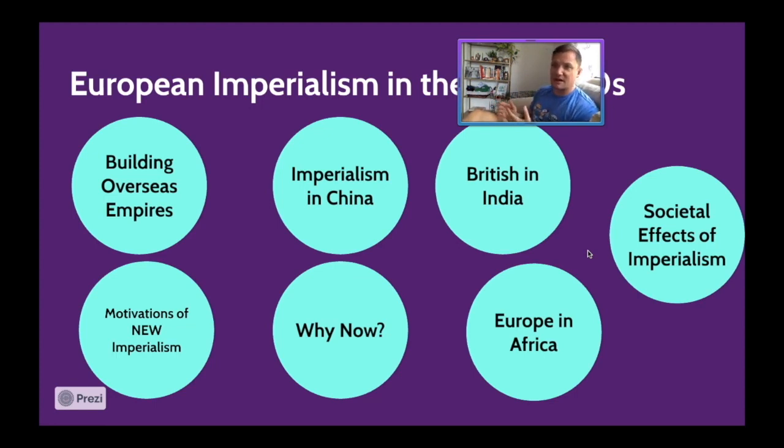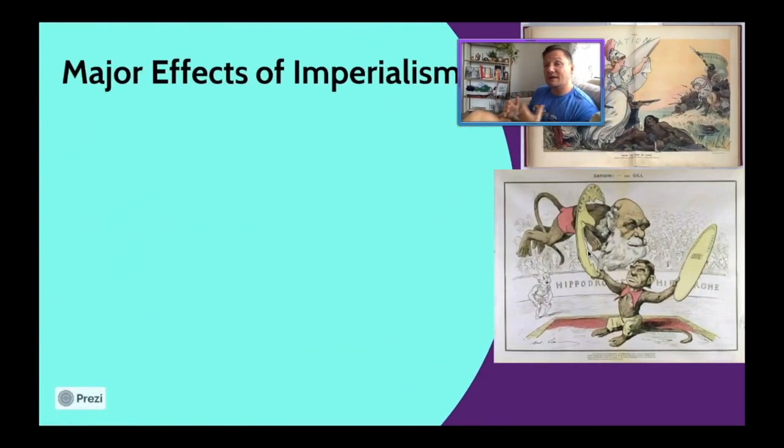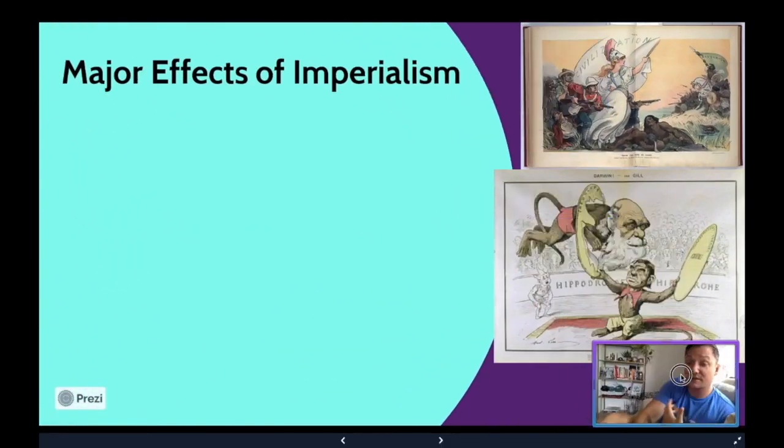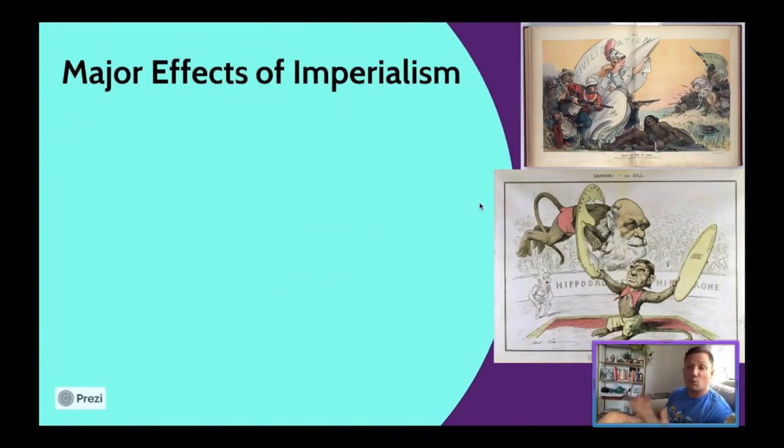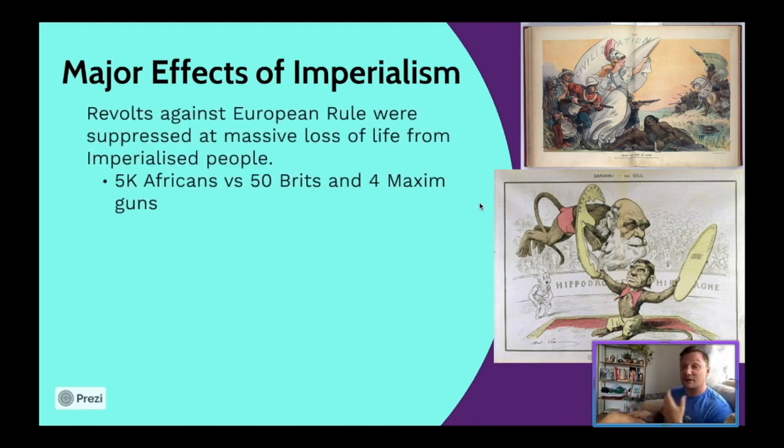Also, when you're looking at societal effects, racism is going to be a massive societal effect as well. So going into this, these are very important that you understand, right? Because the major effects of imperialism are going to be wide-spanning, widespread, and very important, and I'm also going to be heavily testing you on them, right? So looking at this entire thing, revolts against European rule, of course, are actually going to happen.